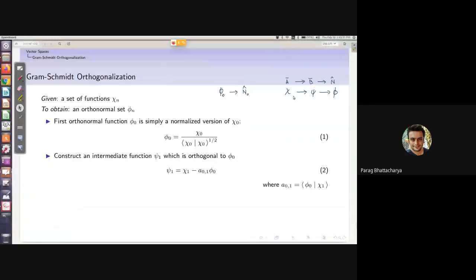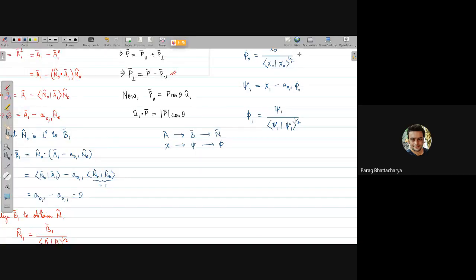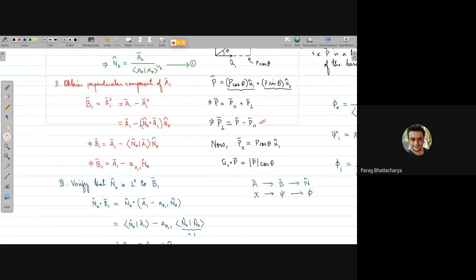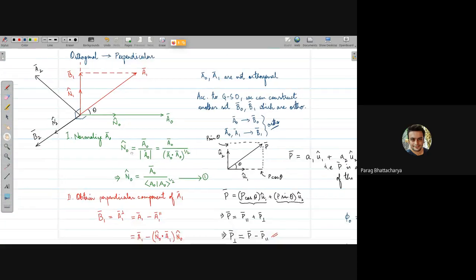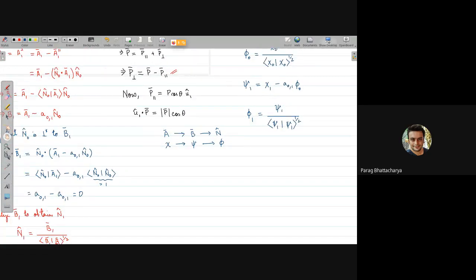So this expression is equation number 2, and then this is equation number 3. In case you get stuck in the exam, you can just use this kind of translation. Remember, this example is easy to remember because this is a vector, which you already know. So you just do this translation and you will know what the Gram-Schmidt orthogonalization process is.